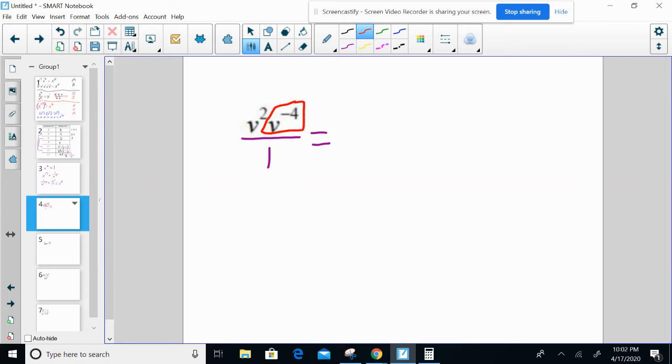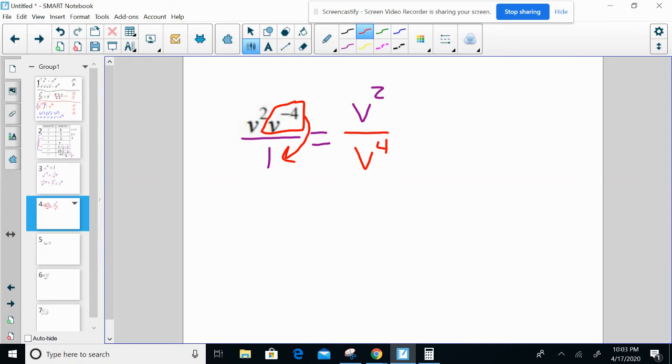So that v squared, it has no reason to move. It has a positive exponent. It's staying right where it is. But the negative, we need to make it positive. Your answer is never going to have a negative exponent. So that moves to the denominator and it becomes positive. Hey, there you go. So anytime you have a negative exponent, it switches between the numerator and denominator. If it doesn't have it, it stays there. Okay, so the v squared stays there, v to the 4 below.